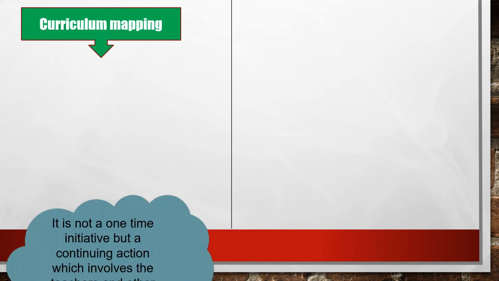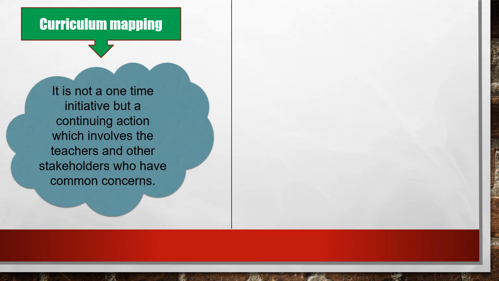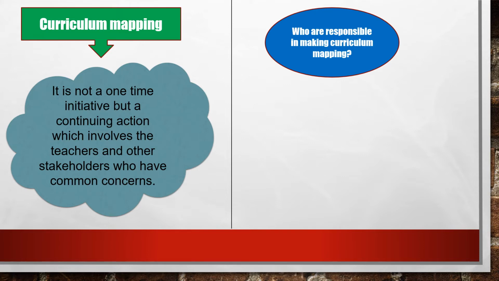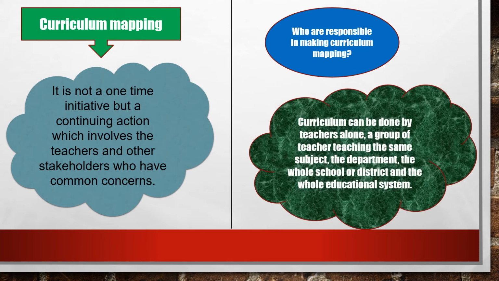Curriculum mapping is not a one-time initiative but a continuing action which involves the teachers and other stakeholders who have common concerns, who are responsible in making curriculum mapping. Curriculum mapping can be done by teachers alone, a group of teachers teaching the same subject, the department, the whole school or district, and the whole educational system.